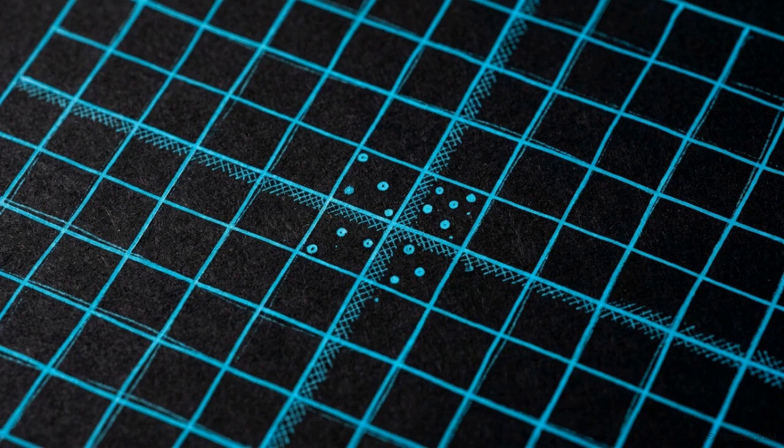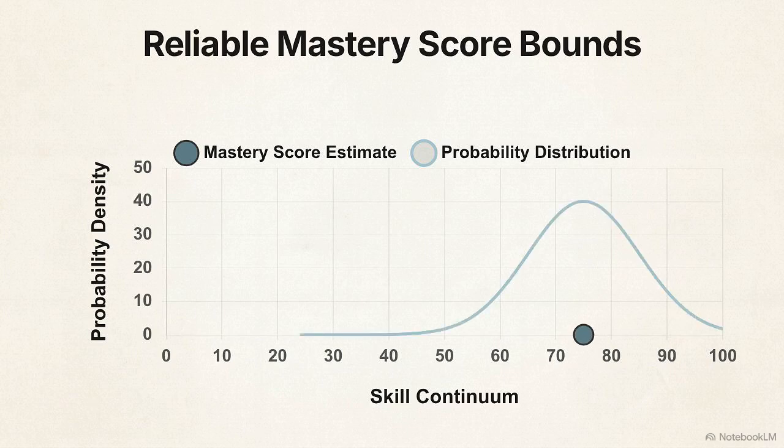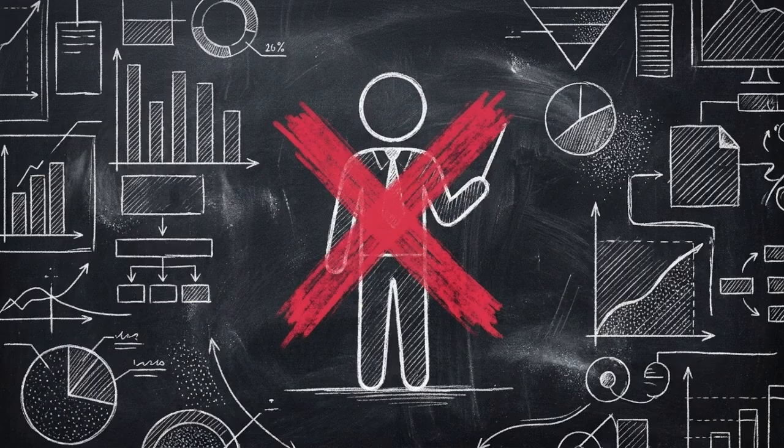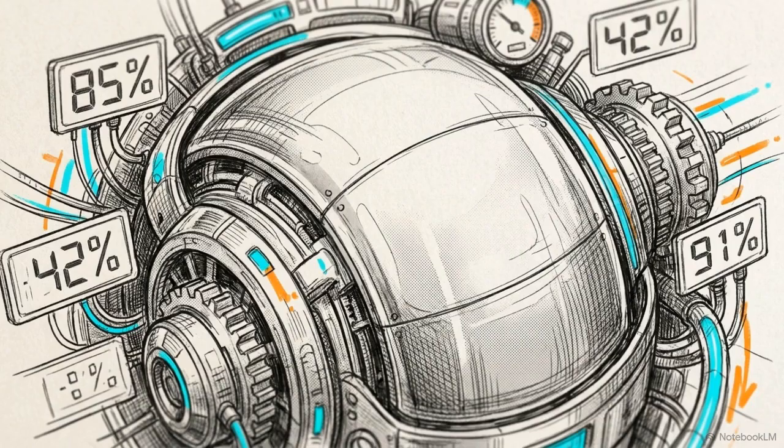Because the platform only has a limited number of interactions to work with, it calculates confidence intervals to verify that the mastery score is statistically reliable. The adaptive engine is not an automated teacher. It is a probability machine, constantly calculating the optimal level of difficulty required to maintain user engagement.